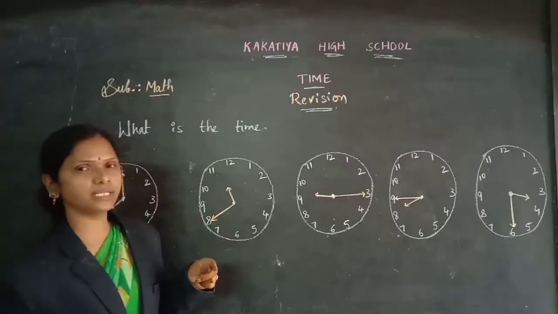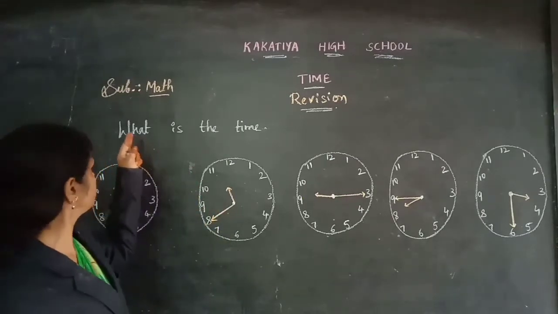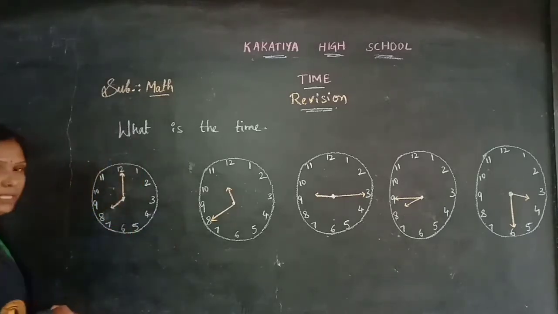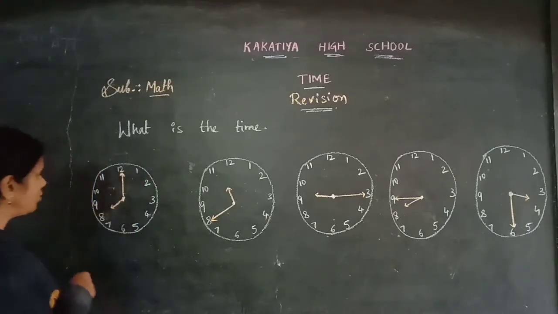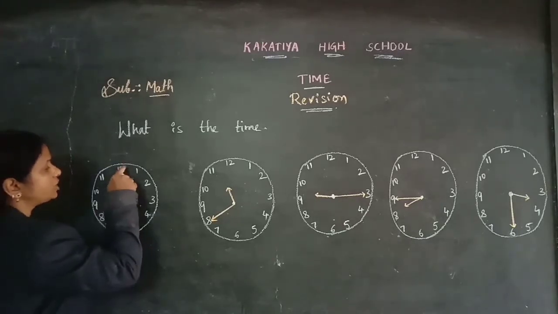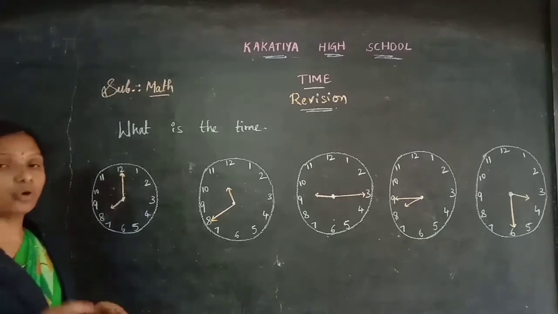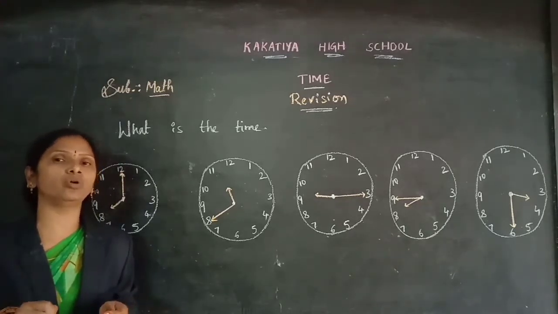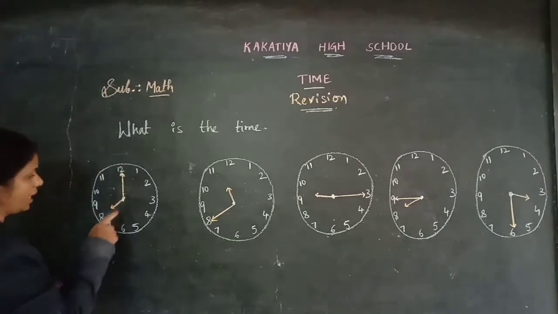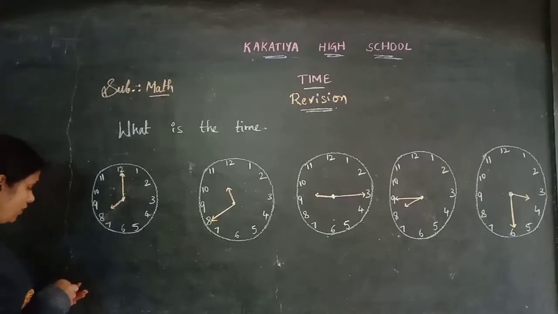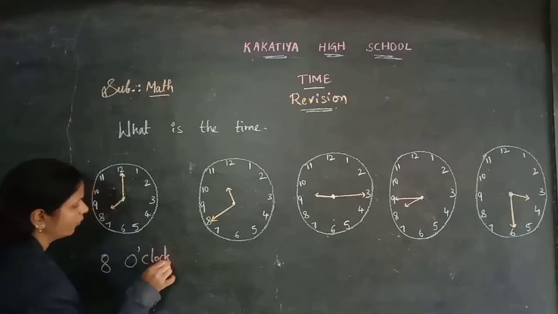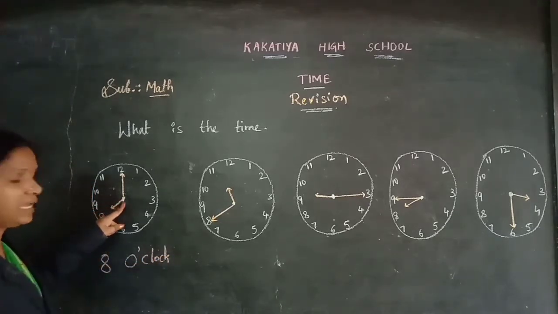Yes, children, have a look at these watches. What do we need to do with these watches? We need to write the time for them, children. Come on, let's write the time. Now you see, the hour hand is showing 8. The minute hand is showing exactly 12. So, when the minute hand shows exactly 12, it will be o'clock, children. The hour depends on the hour hand. It is showing 8, so we can write the time as 8 o'clock.